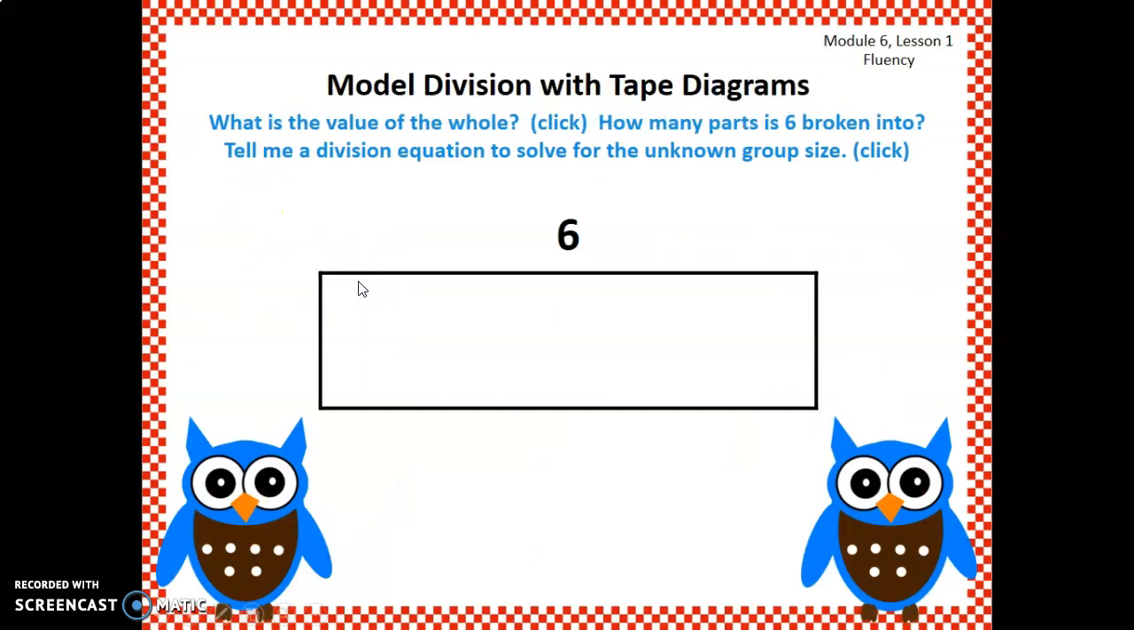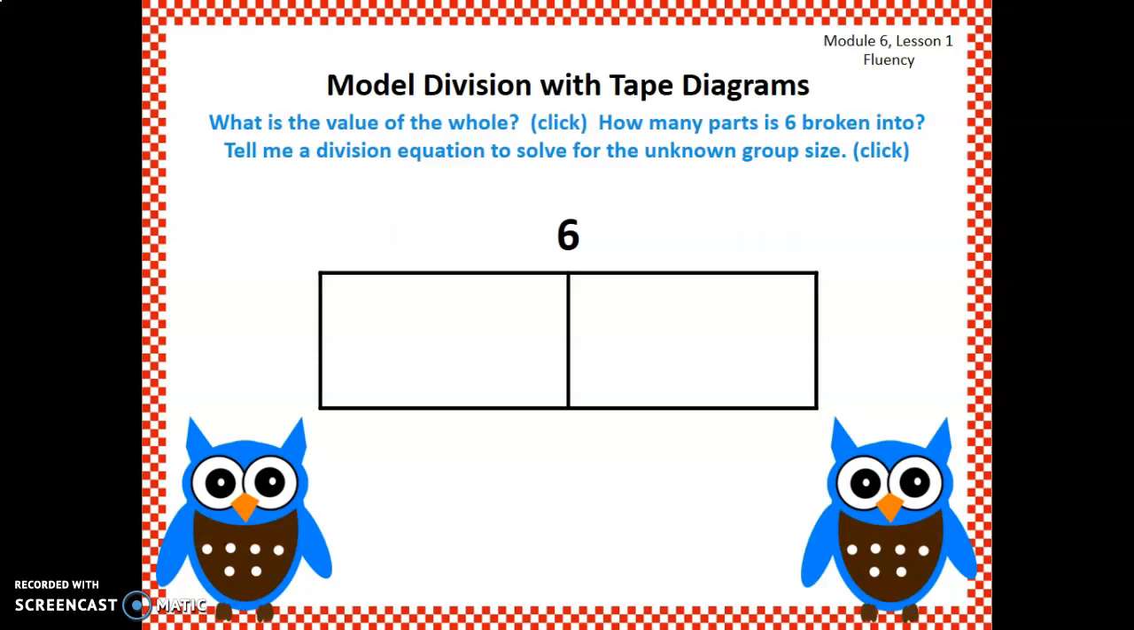Next, we're going to talk about division. We're going to use a tape diagram, which is one of our strategies in our toolbox. And the value of this whole is 6. How many parts is 6 going to be broken into? Let's see. 2 parts. Tell me a division equation to solve for the unknown group size.